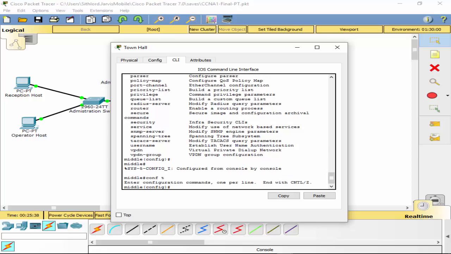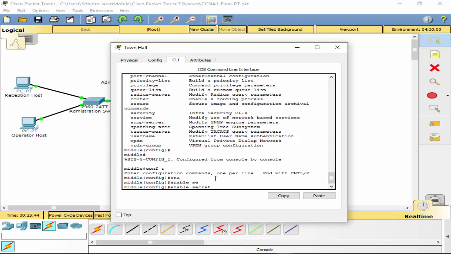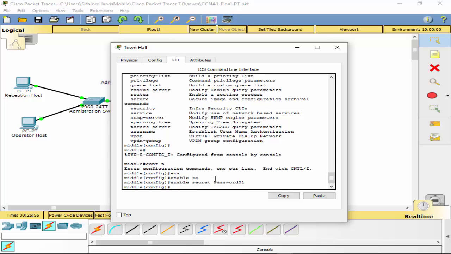Anyways, protect the device from unauthorized access with an encrypted privilege exec password. Hopefully you guys remember that that's enable secret. This puts it in MD5 encryption and has a higher privilege level than just enable password. So we say enable secret, and I'm going to put in password 01 because it doesn't tell us what to use.